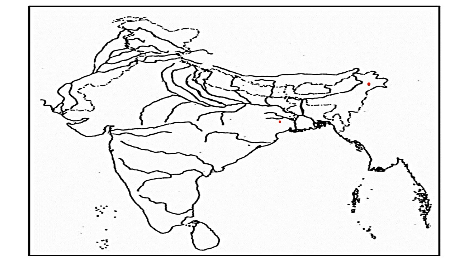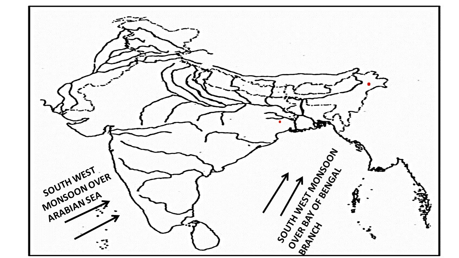The southwest monsoon winds are divided into 2 branches, that is Arabian Sea branch and Bay of Bengal branch. Northeast monsoon must point towards the eastern coast, from northeast to southwest.